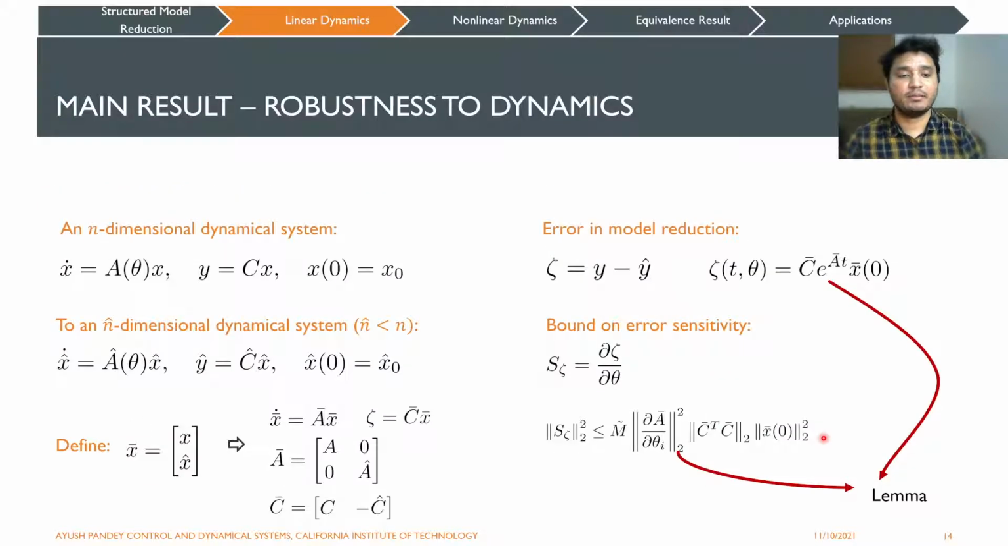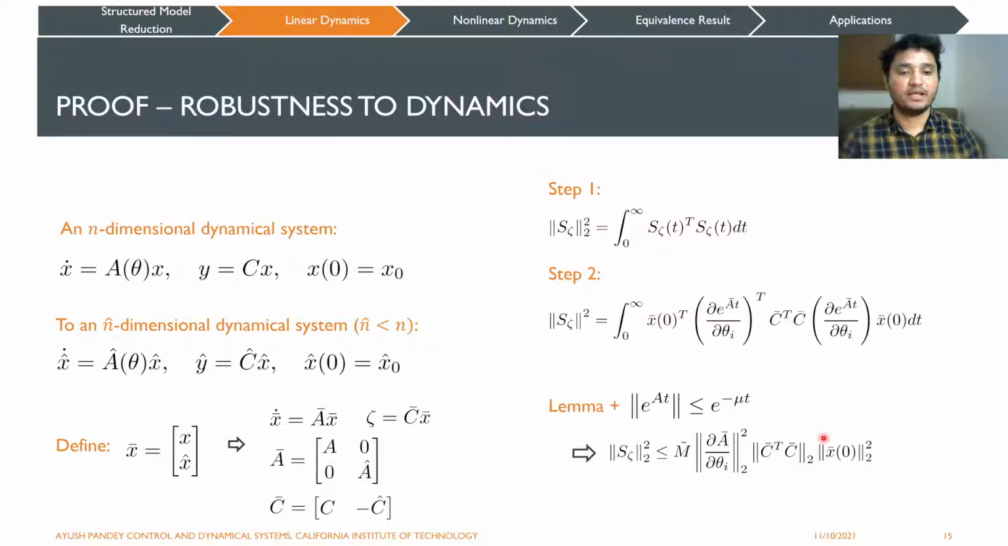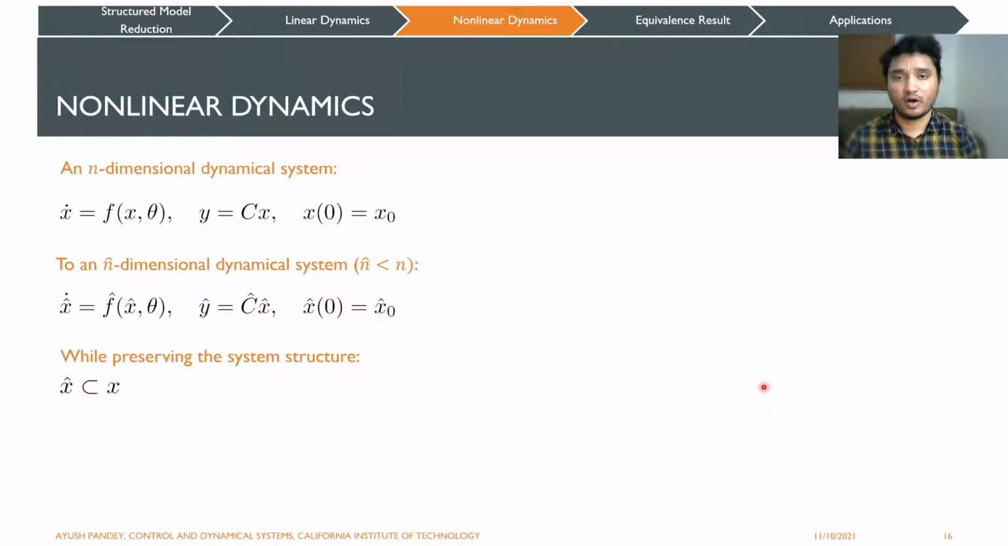So with the use of this lemma, the proof for this case where the system dynamics are dependent on uncertain parameters becomes pretty straightforward. We can just write the norm integral again and then substitute the S zeta expression and then use the lemma to give the final result, which is easy to compute because we can then just compute the derivative of A with respect to parameters here. So this is for linear systems.